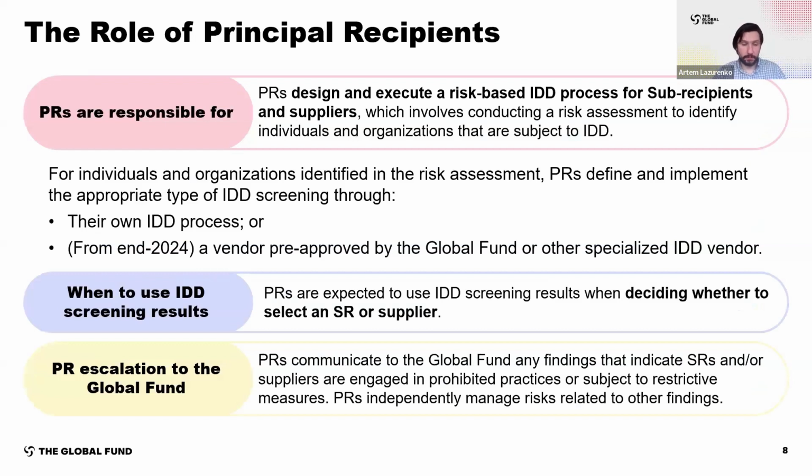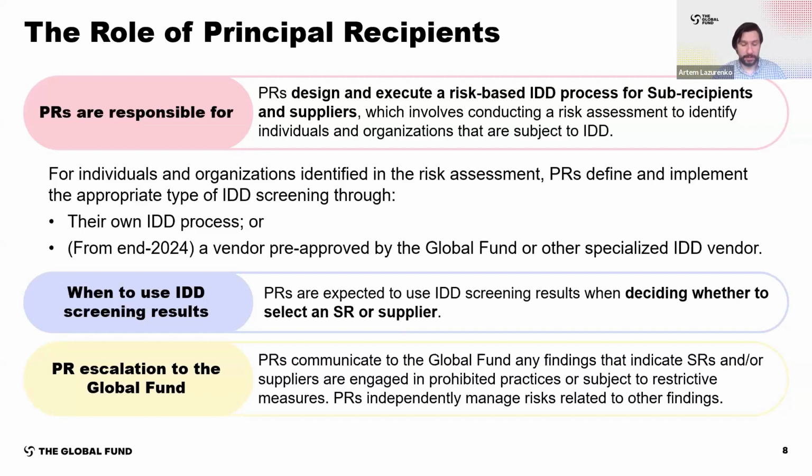Let us dive in more detail into the role of the principal recipients, which is really what the guidelines are all about. The key thing here is that the principal recipients design and execute a risk-based integrity due diligence process for their sub-recipients and suppliers, whether these are individuals or organizations. So for the next few minutes and over several slides, this is what we'll be talking about. Exactly what is a robust IDD process? What needs to be done to make sure that the right activities, the right components in this process are in place? Well, it starts, as it says here, with a risk assessment.